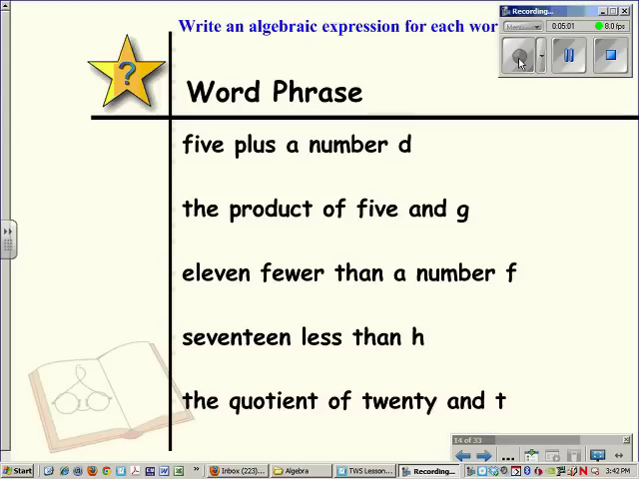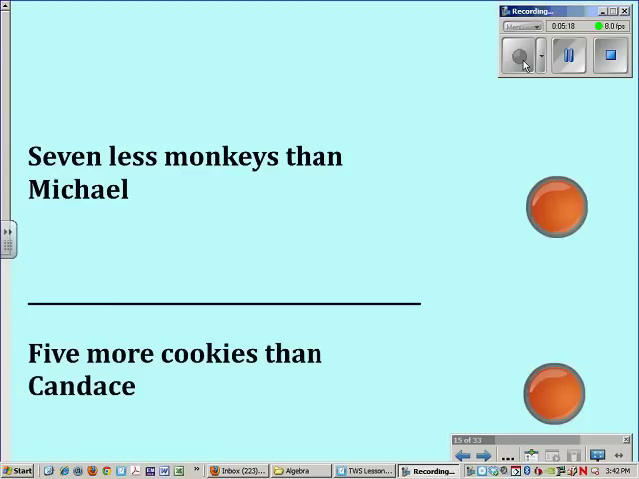All right, activity number 2. We have some more word phrases. In this one, I want you to write the algebraic expression on the left-hand side that matches the word phrases on the right-hand side. Pause the video and go ahead and do those. 2 more expressions to write. Read these 2 word phrases and write the expressions.